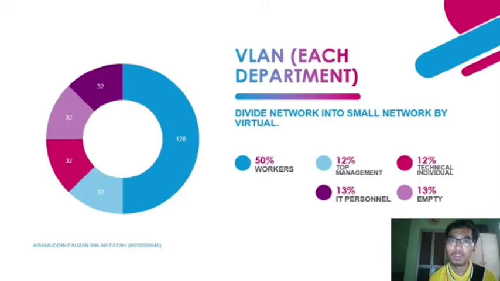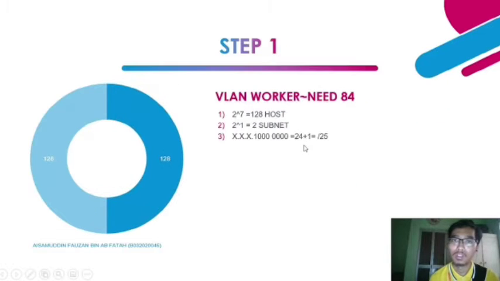Firstly, this is the VLAN of each department, which we divide into 128 hosts for the workers, and the other 32 for top management, technical individuals, IT personnel, and maintenance, also for future users. Step 1, we look at the large number of users and divide. The nearest for the VLAN workers is 2 to the power of 7, 128 hosts, the subnet is 2 to the power of 1, and the subnet mask is /25 because 24 plus 1.